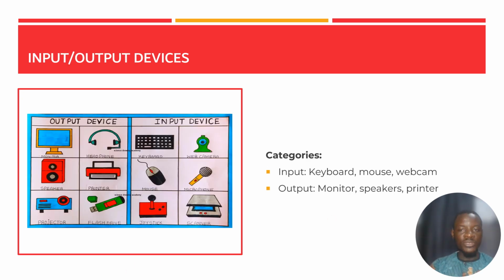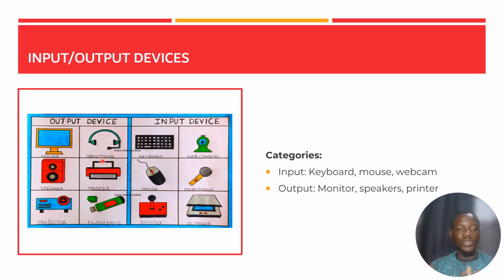Then you have your input and output devices. The input and output devices allow us to interact with the computer. Input devices send information to the computer, while output devices present information to us. Some devices like a touchscreen can function as both input and output devices. So the touchscreen works as both.